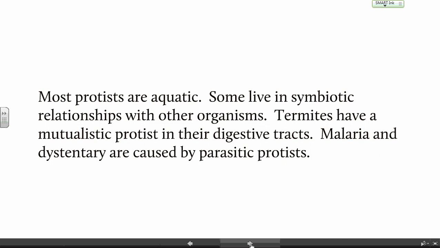But most protists are not dangerous. Like bacteria, most of them are good. Most of them are important for the environment. There are some mutualistic ones. There are some parasitic ones, though.